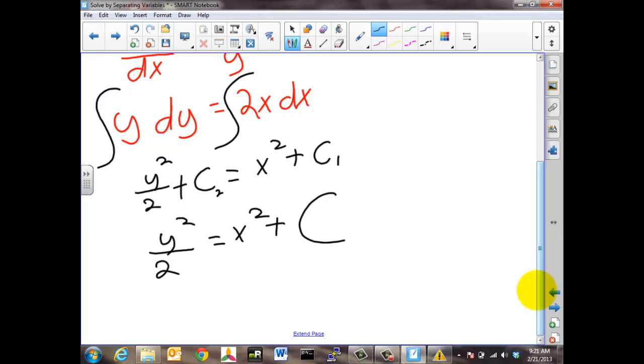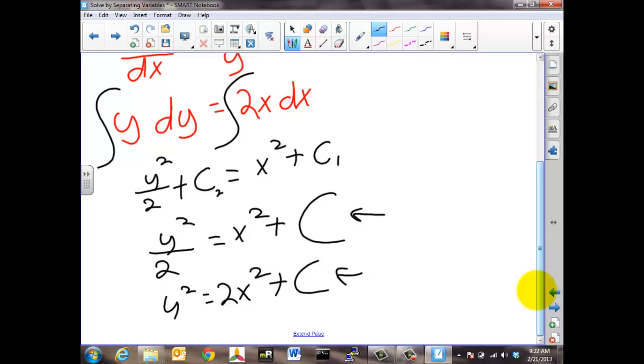Another way this answer could be written, because the fraction just scares some people to death, right? So what if we multiplied everything by 2? We'd have y squared equals 2x squared plus c. Now I'm just going to leave it as c. Why did I do that? This c right here is not the same number as this one up here, because I just multiplied through by 2, but it's still a constant number. Remember, capital C just stands for a constant number. We don't know what it is, we don't really care. So there's no reason to write the 2c there, it's just a c.